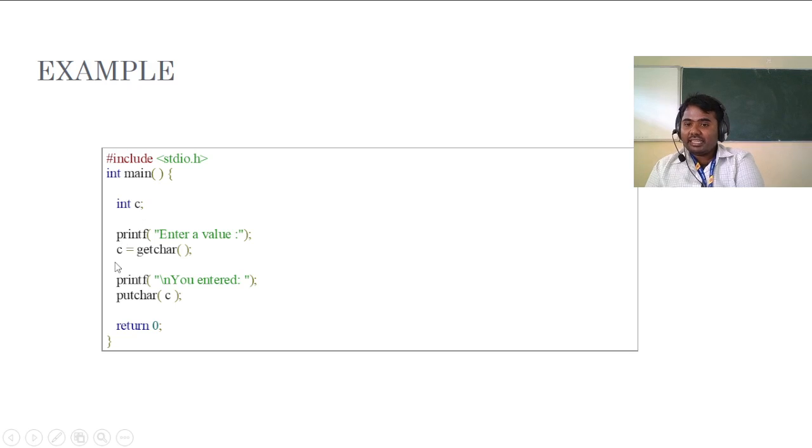I declared c as an integer. getChar will read a value, and the value will be stored inside c as a numerical value. Then I'm using the putChar function, putChar(c). Whatever integer value is present in c will get converted into the actual character and it will be printed.